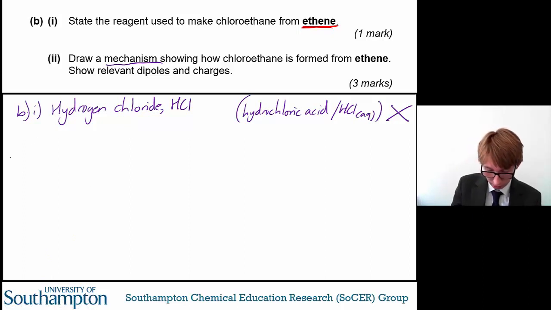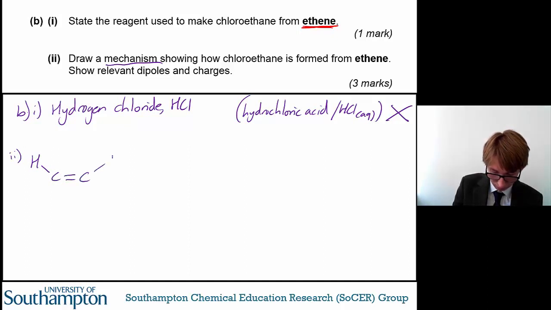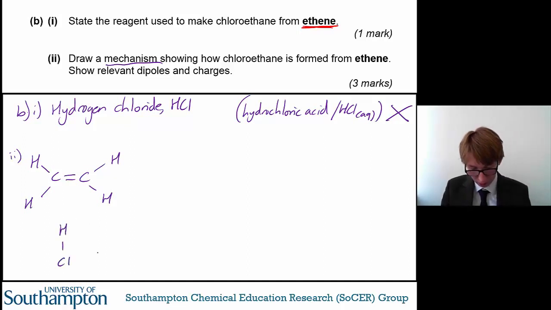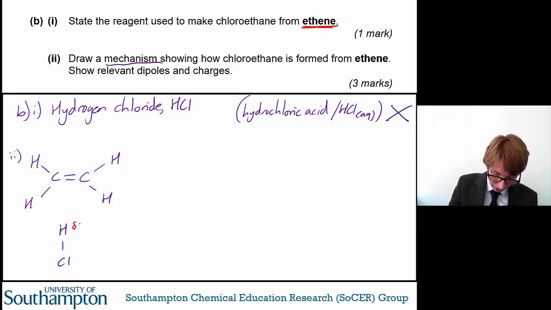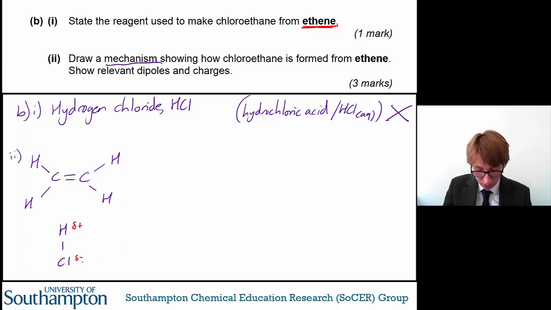So let's draw our ethene. And let's draw our hydrogen chloride. Okay, so there are your 2 reactants. Now, let's first of all think about the dipoles and what parts of each molecule can react. So for HCl, because chlorine is more electronegative than hydrogen, you have a delta minus charge on the chlorine and a delta positive charge on the hydrogen. So the electrons are going to be lying closer to the chlorine atom in this HCl bond.